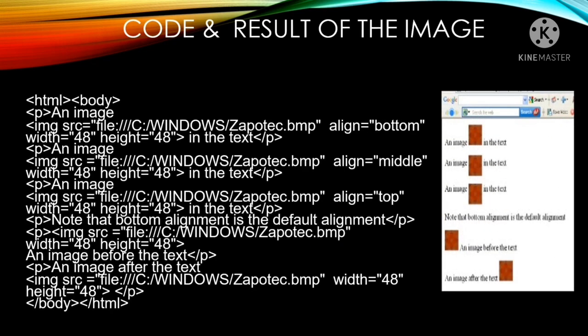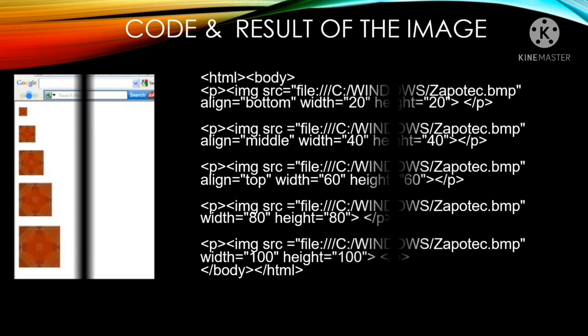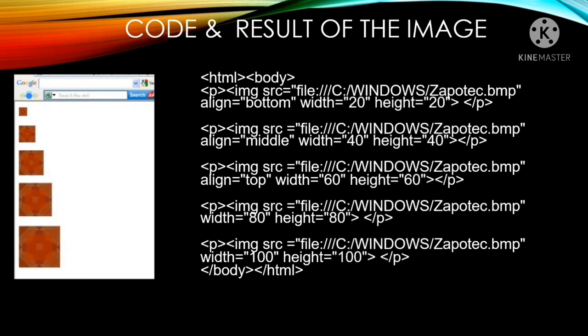The code here shows the result of how an image can be aligned along with text in an HTML web page. The code here shows how attributes like align, width, and height can bring about changes in the image that is inserted in the HTML document.